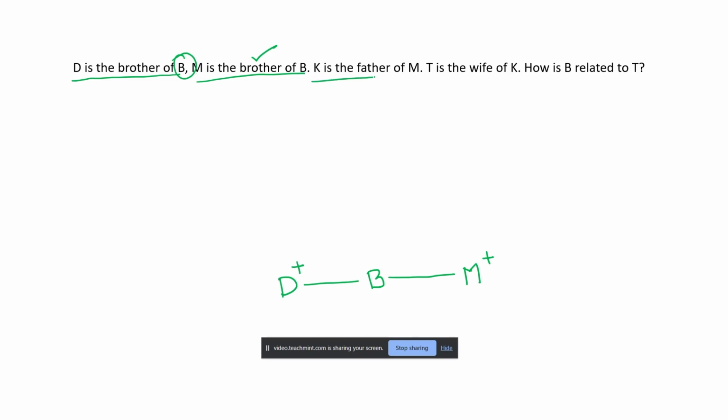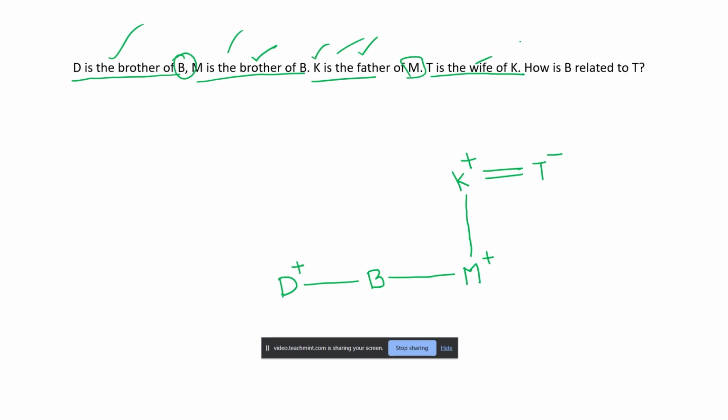Next one. K is the father of M. From M you have to represent K as father. So if you want to represent father, you have to write the vertical line from bottom to top. So from here, if I go from bottom to top, here it's going to get K. So K is the father means K is a male person. So we can say that D, B, M are siblings and K is the father of those siblings. And he said T is the wife of K. So wife means double horizontal lines. We are going to write T. So wife means she is a female person. So D, B, M are siblings and those people are the children of K and T. That's the meaning of these four statements.